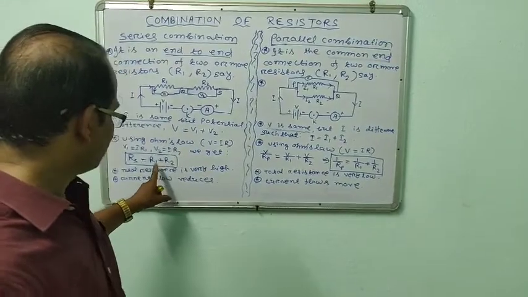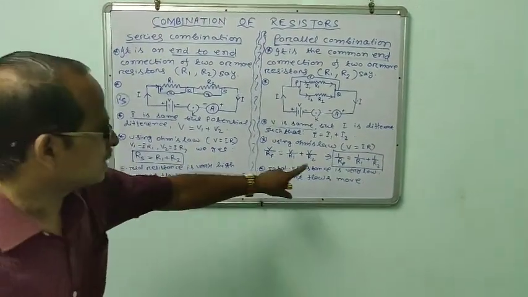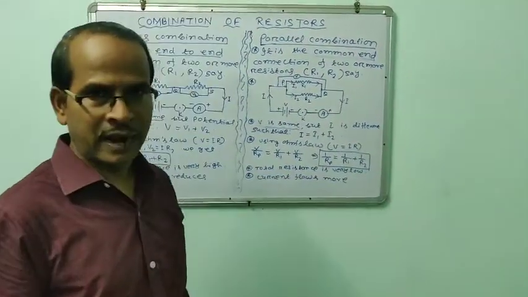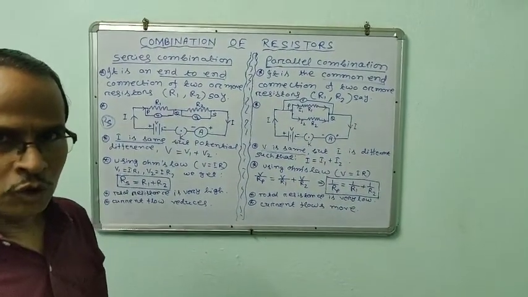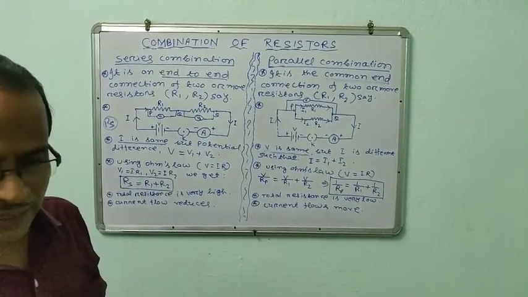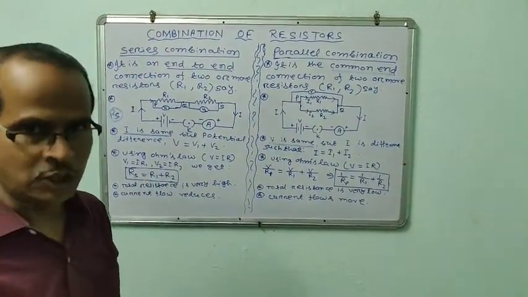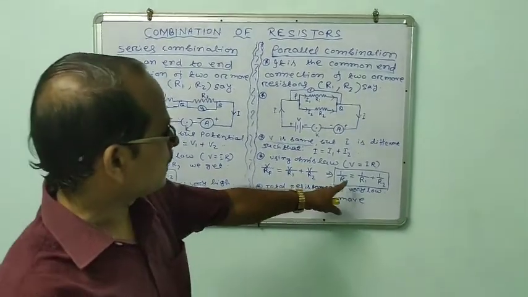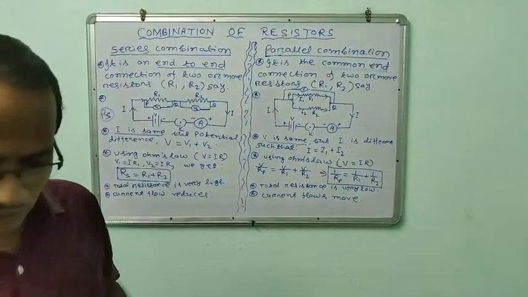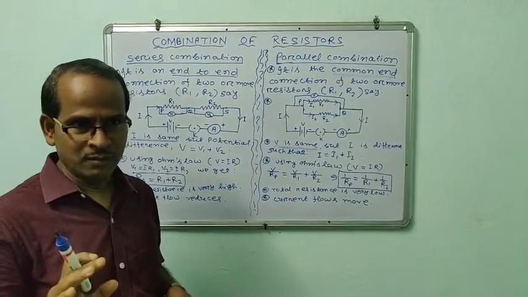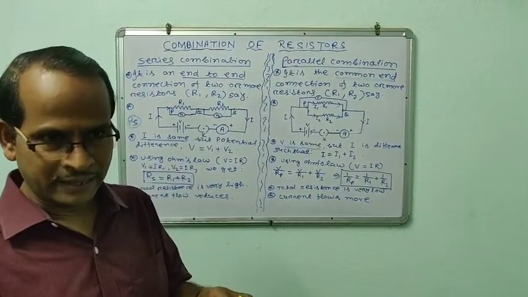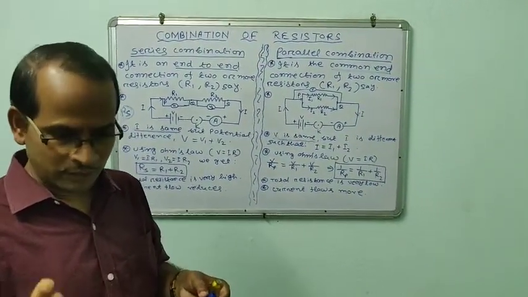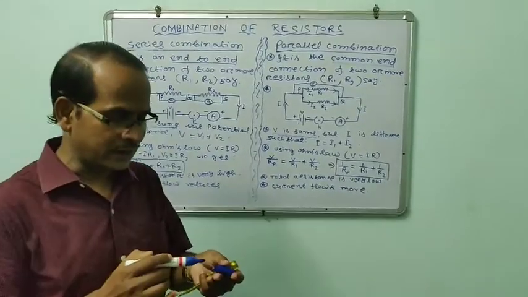As the value is reciprocated, it is decreased. In series it is added directly, and here the value is reciprocated and then added. We know that when a value is reciprocated, its value will be decreased. So that's what happens in the parallel combination. Now let us see in real life, in practice, whether it happens so. Let us have a demonstration for that.